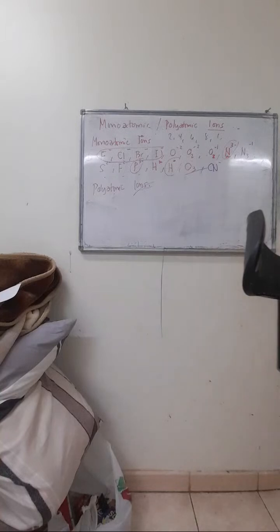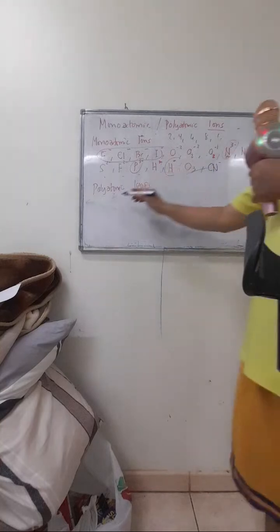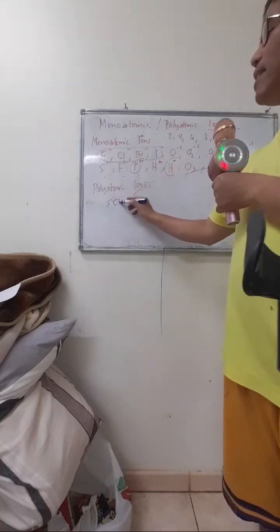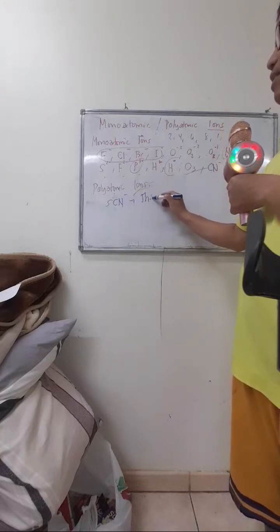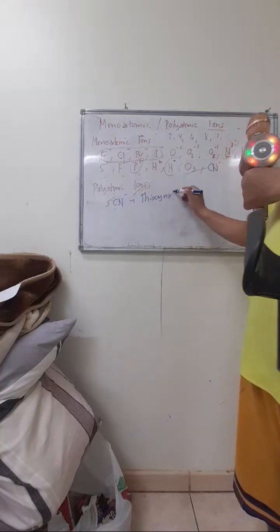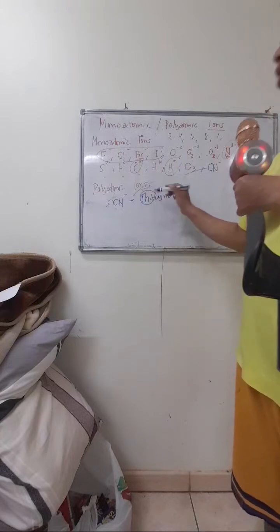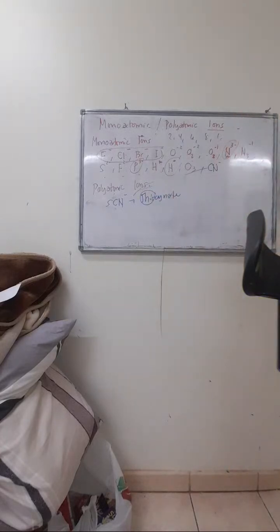Okay, so in the monoatomic. Now, if you put that in the polyatomic, it will become SCN negative. This is thiocyanate. As I told you, you put thio if there's an addition of sulfur, and the only difference is that you change to ATE.